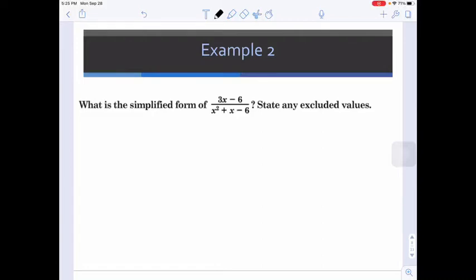Section 5.1 Example 2 says, what is the simplified form of 3x minus 6 over x squared plus x minus 6? State any excluded values. In order to answer this question, we have to simplify the top and the bottom. So to simplify the numerator, you're going to look to see if there's anything you can factor out. To simplify the denominator, or factor the denominator, you're going to need to use a method from chapter 3.